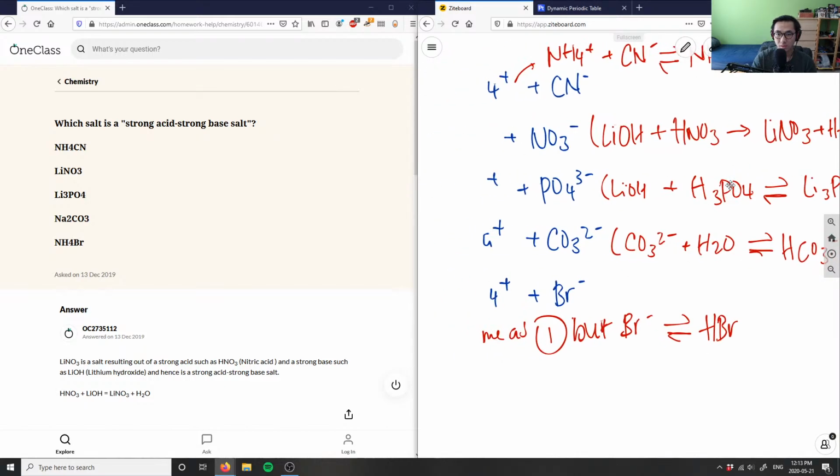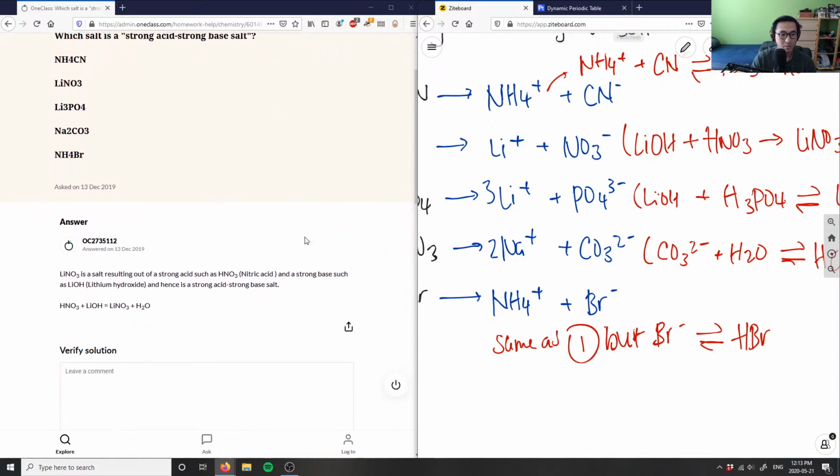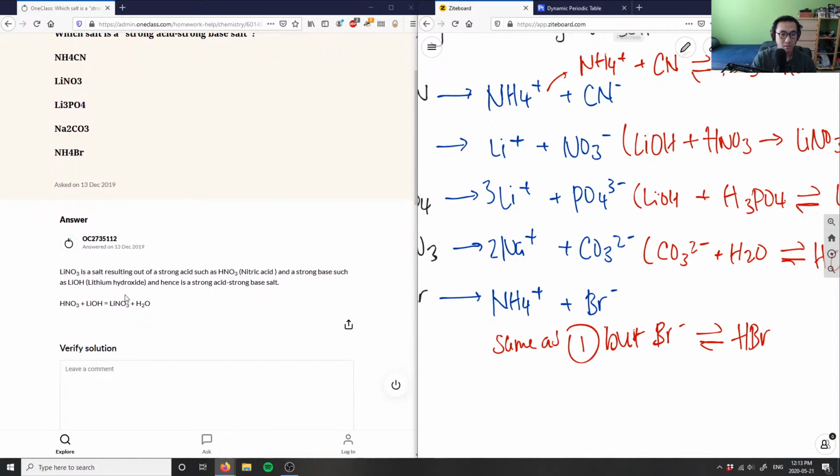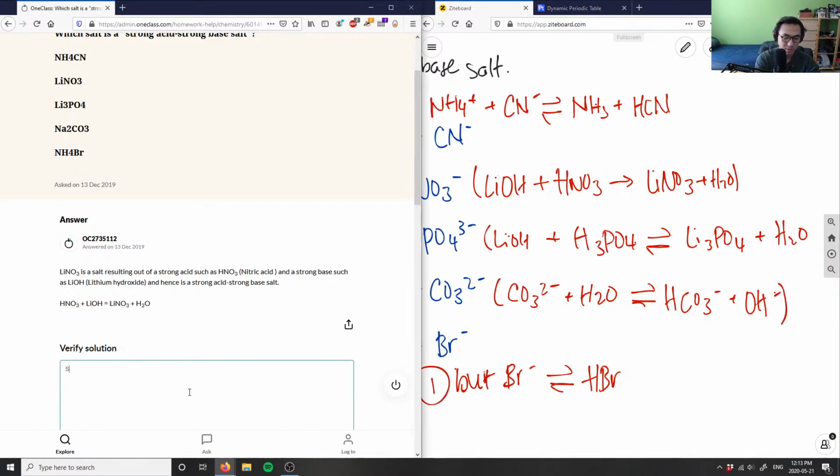And yeah, this is our answer here: lithium nitrate. So this is our solution. Lithium nitrate is a salt resulting from a strong acid, nitric acid, and a strong base, which is lithium hydroxide. So that's a strong acid, strong base salt. So the solution is correct. And as you can see, they also wrote down the chemical formula for that one as well.